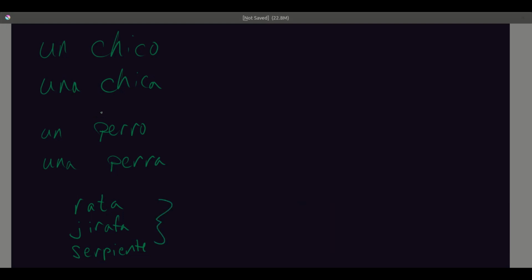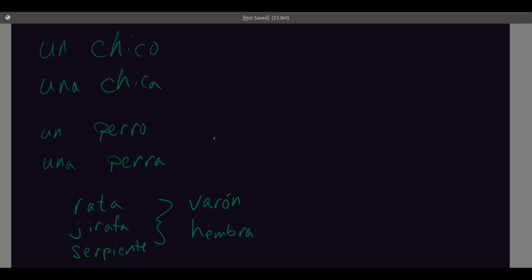serpiente. One of the things that you might see associated with animals when we're talking about them, since they are not reflecting the sex of the animal itself, sometimes we'll see varón along with that animal, or hembra along with that animal. So a rata varón would be a male rat, and a rata hembra would be a female rat. Same thing goes with a jirafa varón or jirafa hembra, and so on and so forth.